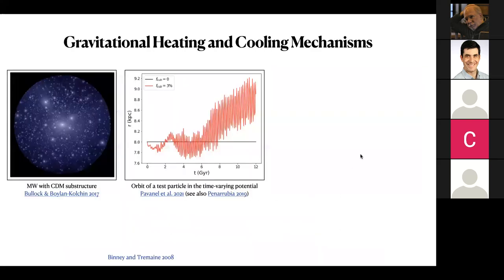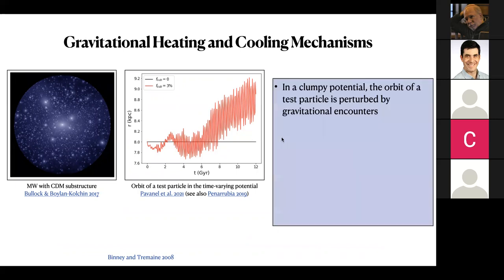Okay. So now let me briefly introduce the heating and cooling mechanisms that I'm going to be talking about in this talk. To introduce this, I will use the example of cold dark matter, which is very well known to us. So if we think about a cold dark matter halo, which is smooth, let's think about a Milky Way halo with a smooth potential. If we place a test particle in that halo at any radius in a circular orbit, it's just going to keep moving in a circular orbit. That is what is shown here. You place a particle at 8 kiloparsec, and it just stays in that circular orbit.